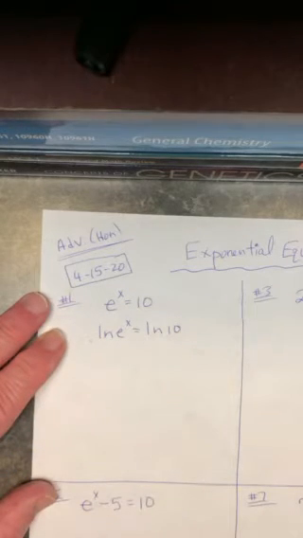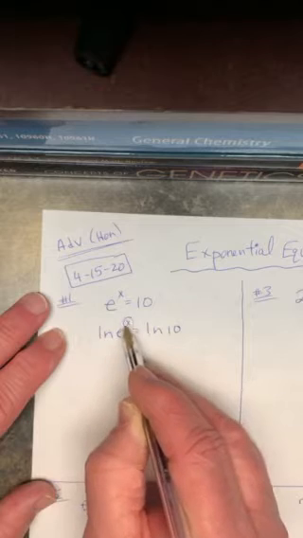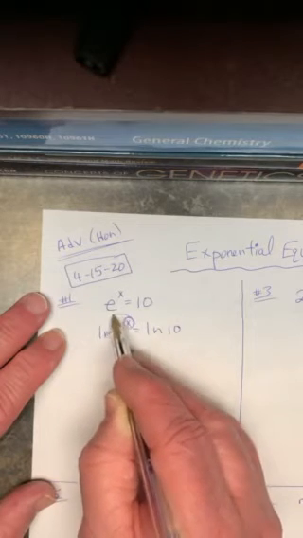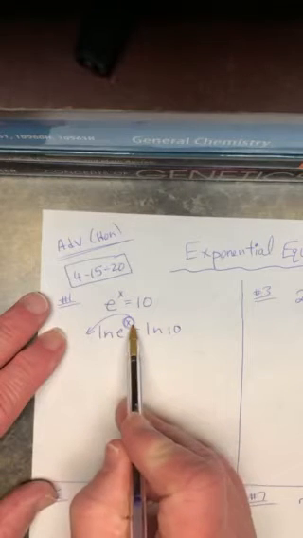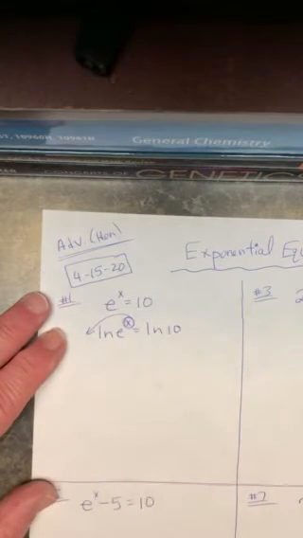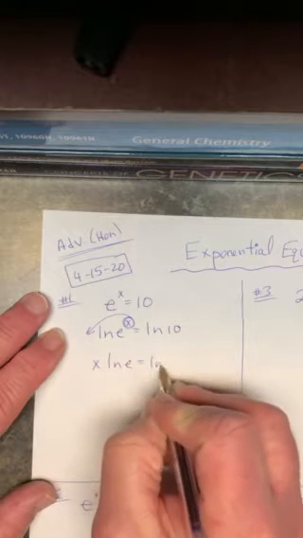Now, our exponent rules. Remember, we condensed and expanded exponents using our 3 rules? Does everybody agree that an exponent on a log problem is allowed to get moved to the front, isn't it? So if I take that exponent and move it to the front, I'm going to have x ln e equals ln of 10.